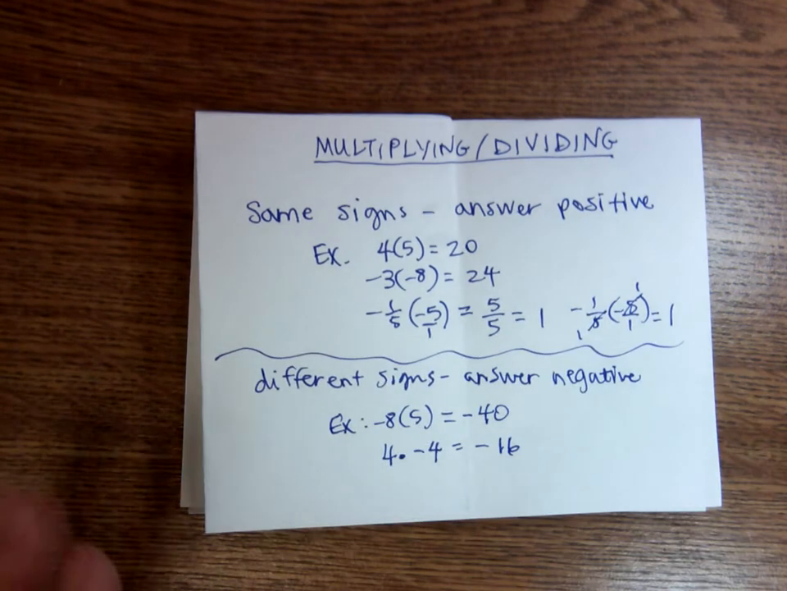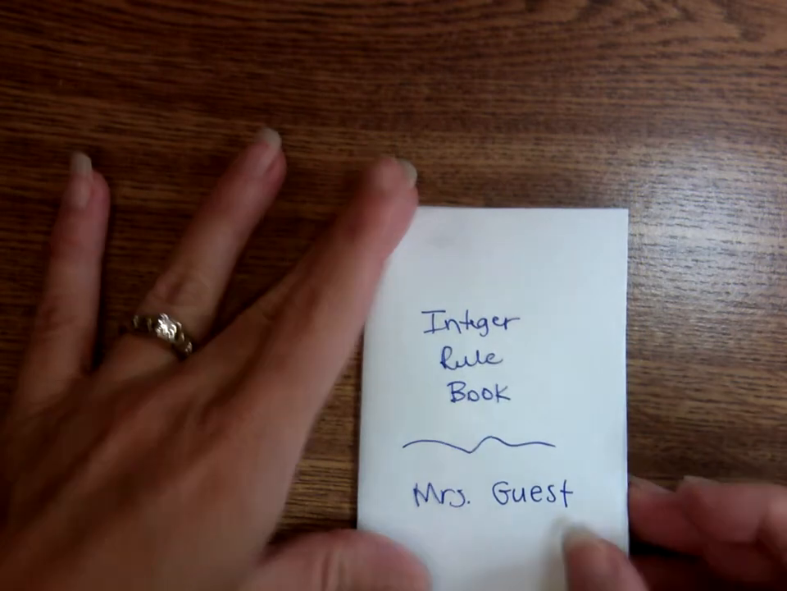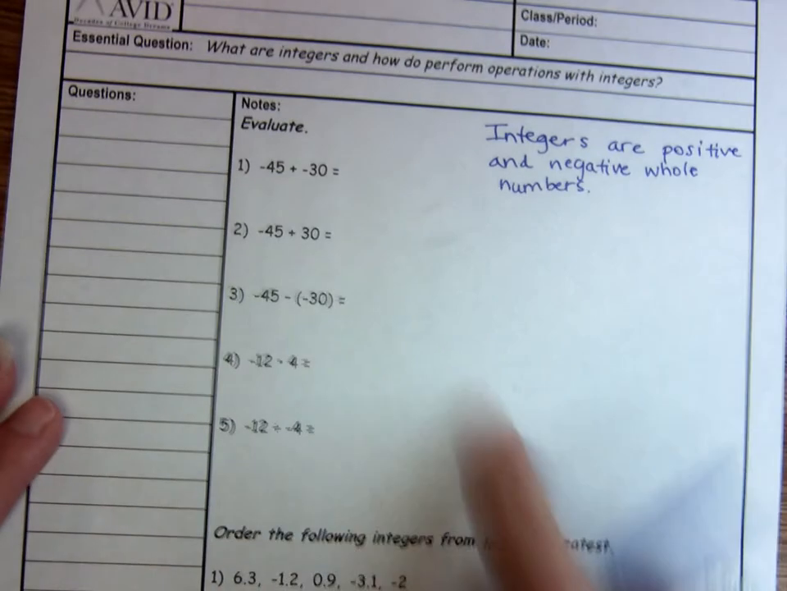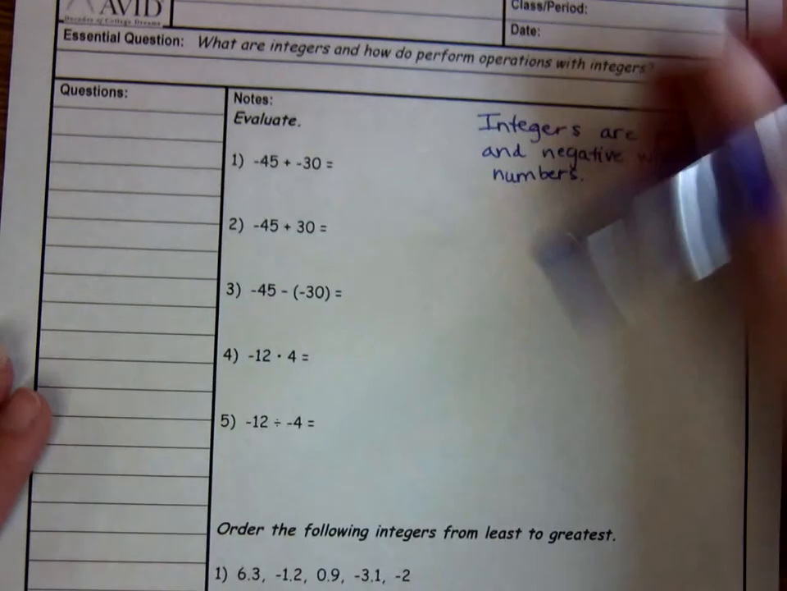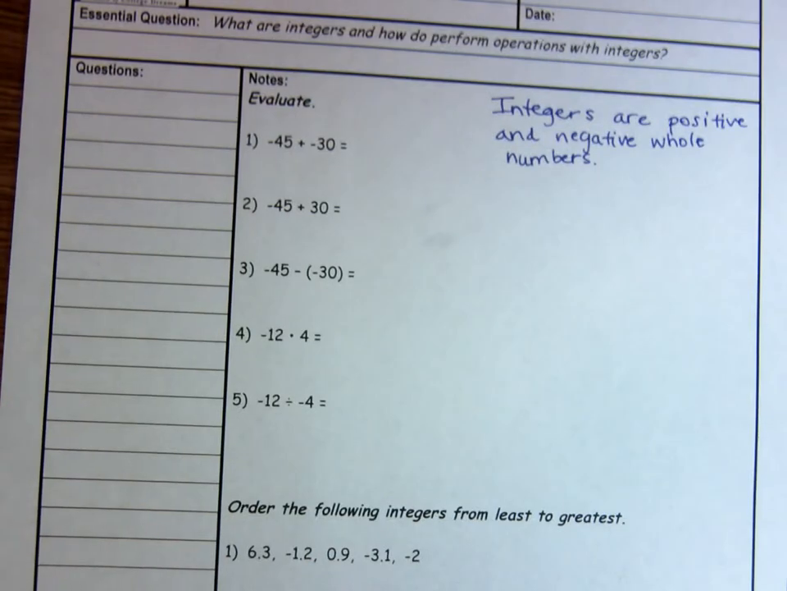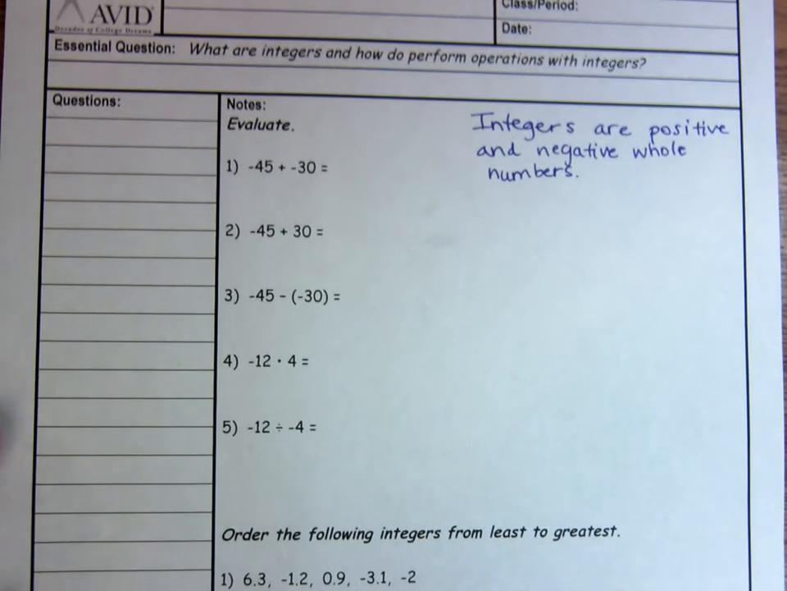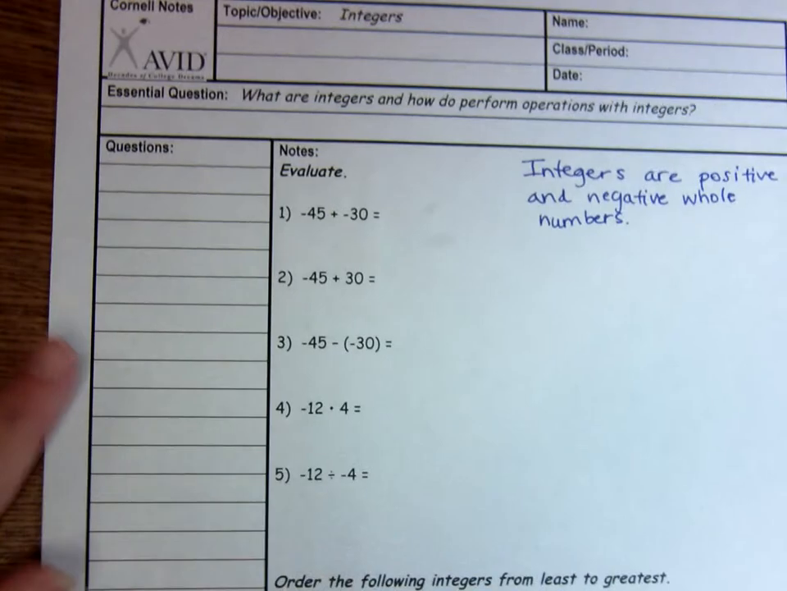Now that's your integer rule book. You're going to keep this with you. We're going to actually, in class, make a pocket on this piece of paper, and you'll keep that in your pocket so that you'll be able to know what those integer rules are and get that back out later. So let's take a look at some of these examples.